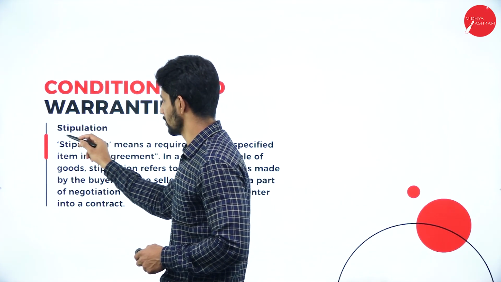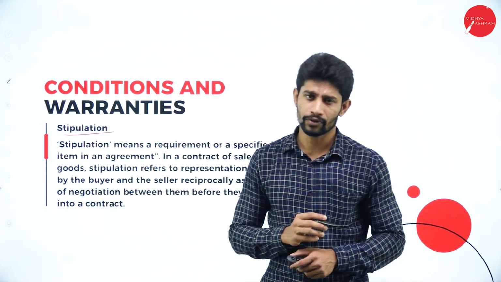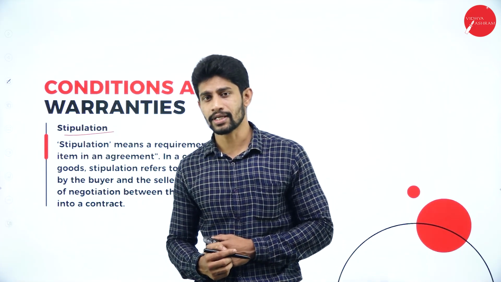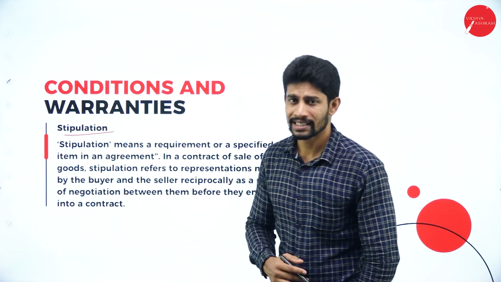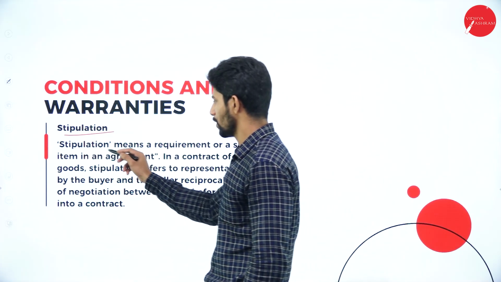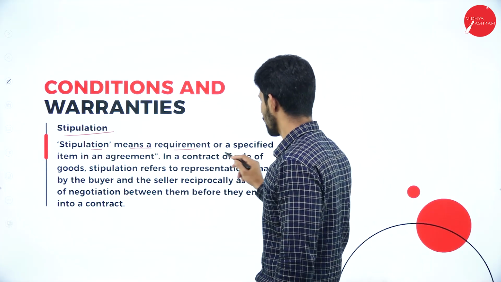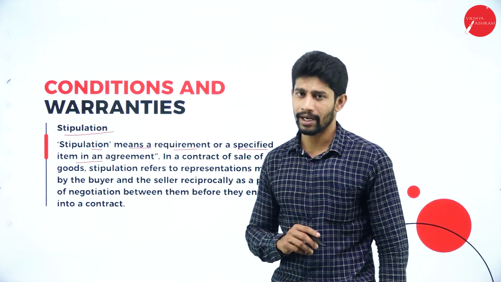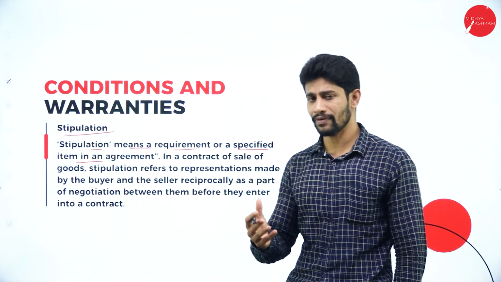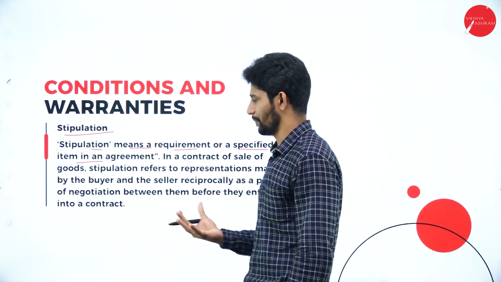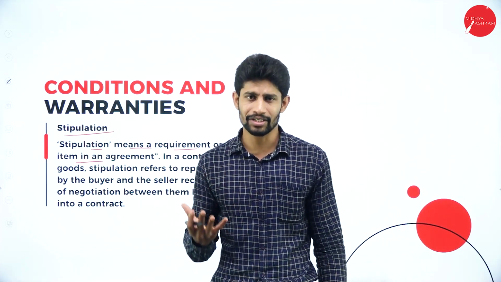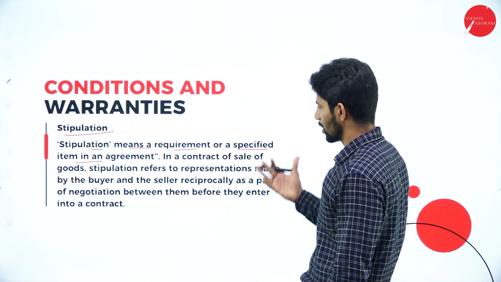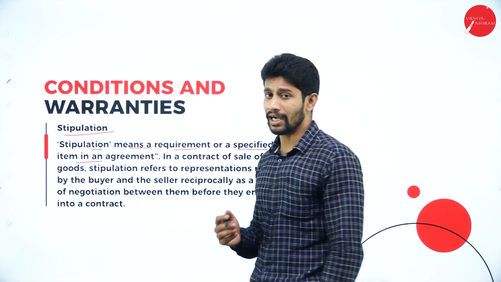First you have to know the meaning of stipulation, then you will easily understand the meaning of conditions and warranties with respect to the sale of goods. Stipulation means a requirement or a specified item in an agreement. In an easy way you can say stipulation is nothing but conditions. So stipulation means conditions are required specified items in an agreement.